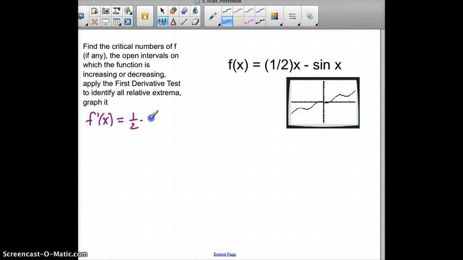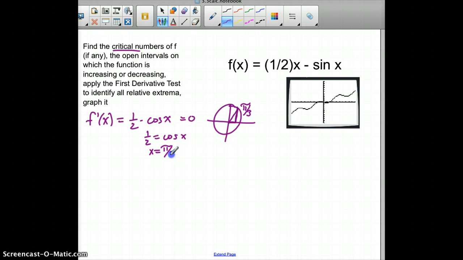1/2 minus cosine of x. Set the derivative equal to 0. We're trying to find critical numbers, okay? So you can add cosine of x to one side. Think about your unit circle. Where does cosine equal 1/2? We know it's in a 30, 60, 90 triangle. Cosine is the x value, and 1/2 is shorter than the square root of 3/2. So we know that cosine is short on this side, long on this side. That's our triangle. That's going to be the 60-degree angle, or pi over 3. So x equals pi over 3.